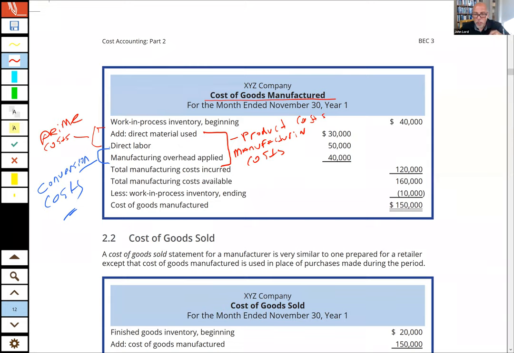Okay, good. Now what happens? Then when we subtract off the ending work in process, that's telling you, well, this must be what you subtracted from your work in process. By definition, what comes out of work in process is credited out of work in process and goes into what? Finished goods. That's our definition of cost of goods manufactured.